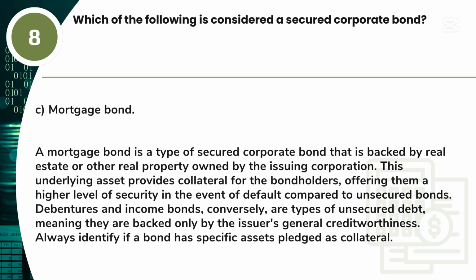Answer: C. Mortgage bond. A mortgage bond is a type of secured corporate bond that is backed by real estate or other real property owned by the issuing corporation. This underlying asset provides collateral for the bondholders, offering them a higher level of security in the event of default compared to unsecured bonds. Debentures and income bonds, conversely, are types of unsecured debt, meaning they are backed only by the issuer's general creditworthiness. Always identify if a bond has specific assets pledged as collateral.